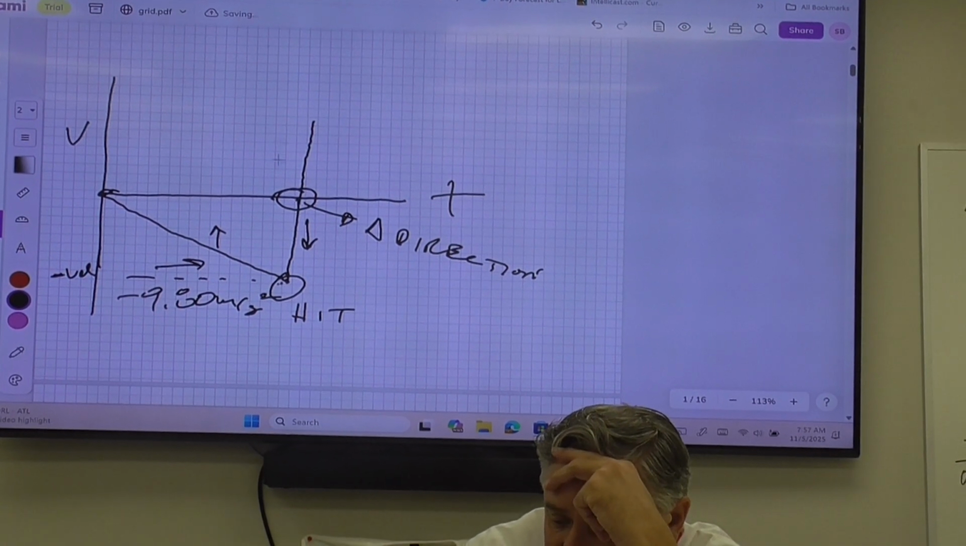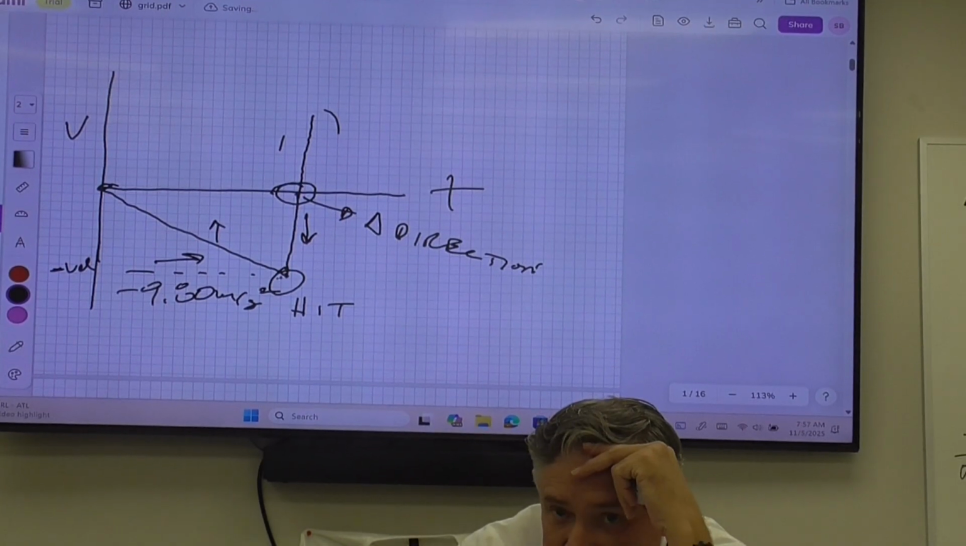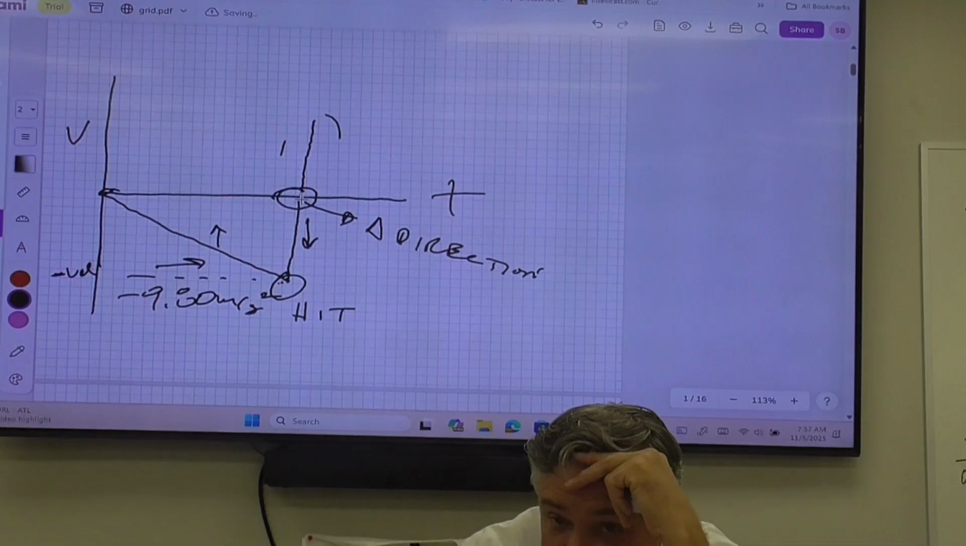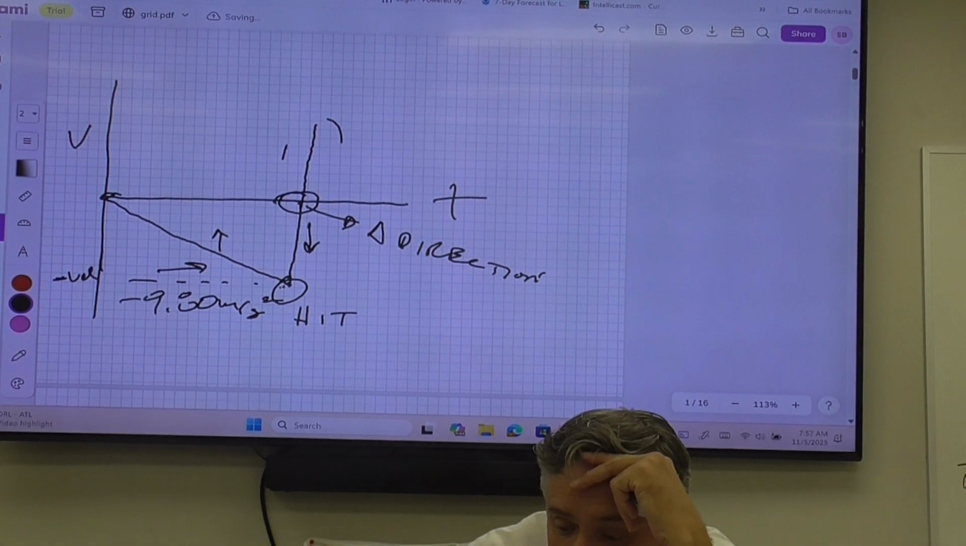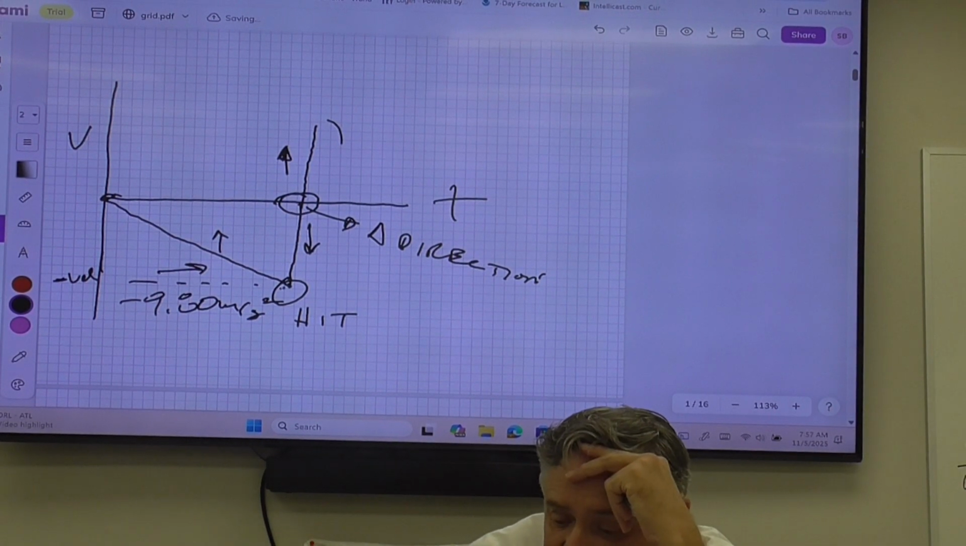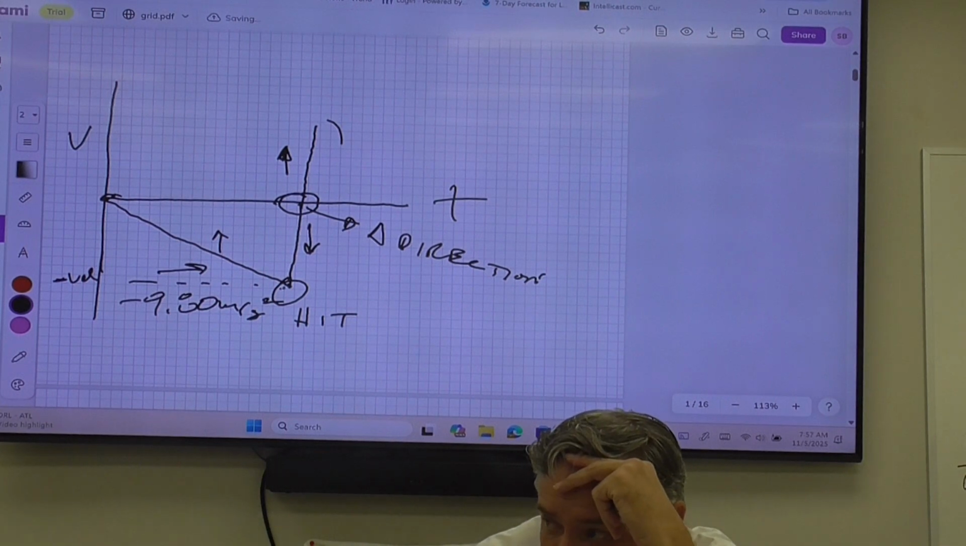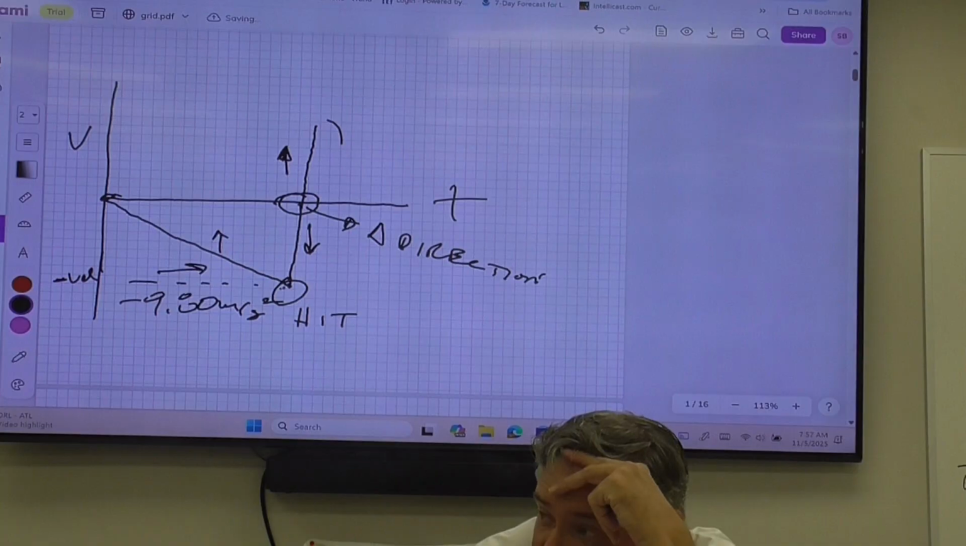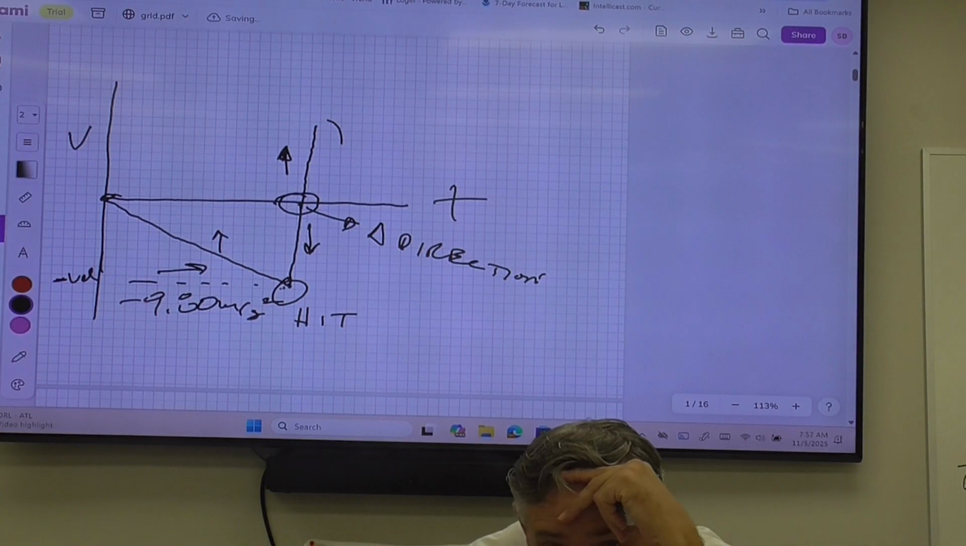Speeding up or slowing down when you're in this region up here? Speeding up. I can't go slower than 0. Okay, so it's speeding up. Did the ball change direction at that point? Yes. How do you know? Because it's not on zero. Velocity changed sign and it went through 0.